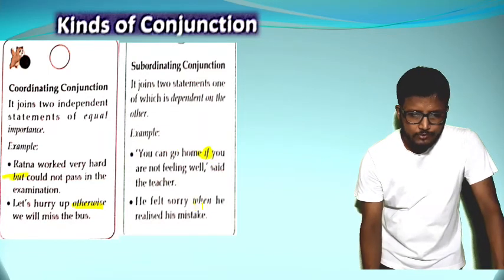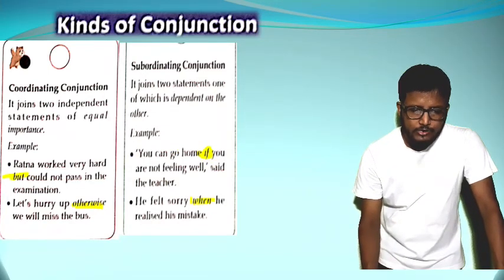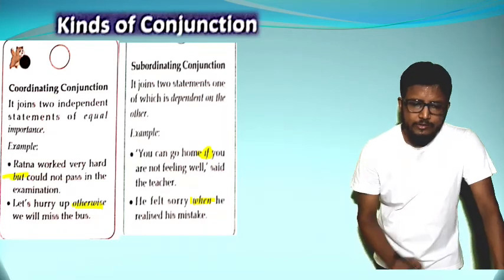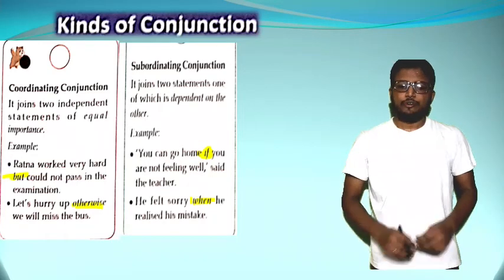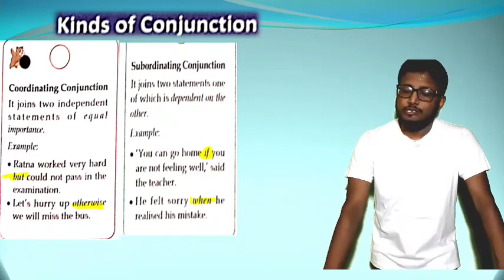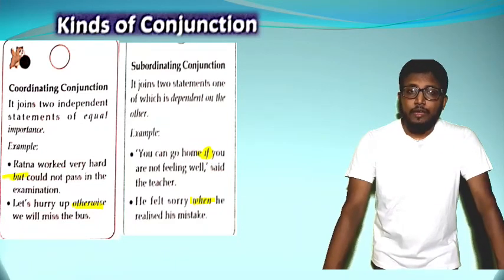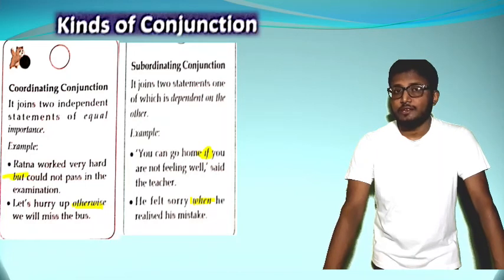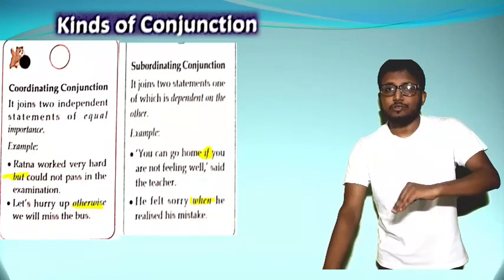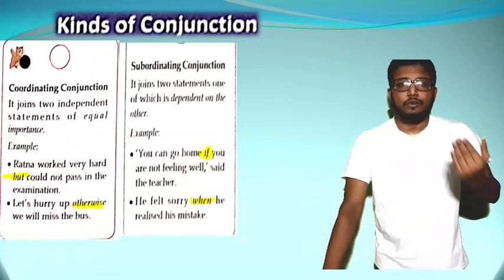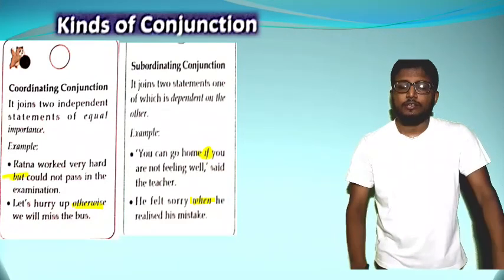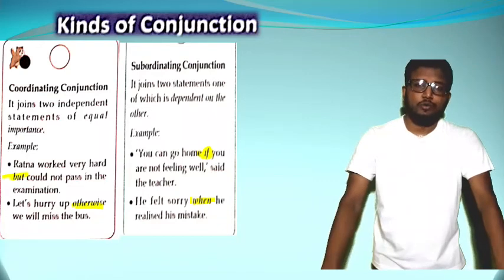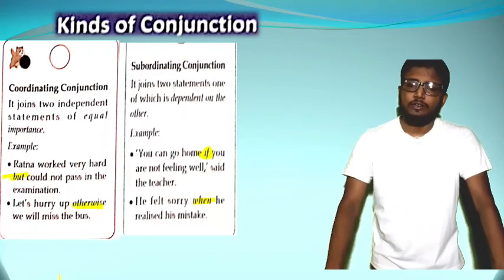If. So let's highlight if. Next, he felt sorry when he realized his mistake. So why will I feel sorry? Obviously if I realized that I did something wrong, isn't it? So this realization depends on my feelings. So here the word when is also an example of subordinating conjunction.